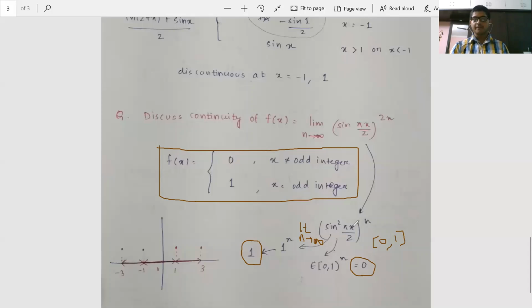Therefore, this sine square pi x by 2 is 1 when x is any odd integer. Clear? Because if you put x equal to 1, then sine pi by 2 whole square is 1, and if you put x equal to 3, it is sine 3 pi by 2 whole square, minus 1 whole square, 1. So it doesn't matter. All that matters is that x is an odd integer, not 4k plus 1 or 4k plus 3 type, any odd integer would do. Therefore, if x is an odd integer, then the value of f is going to be 1. Otherwise, if x is not an odd integer, this is going to be 0.